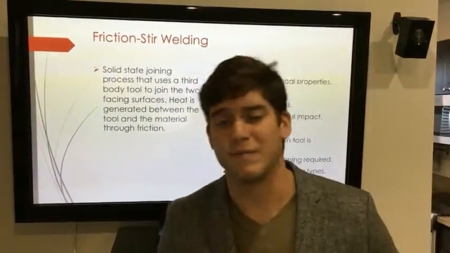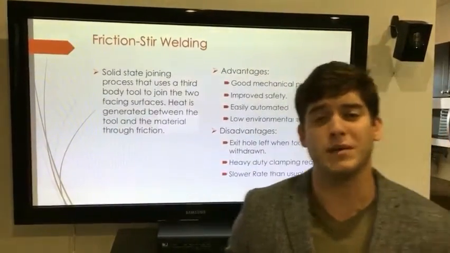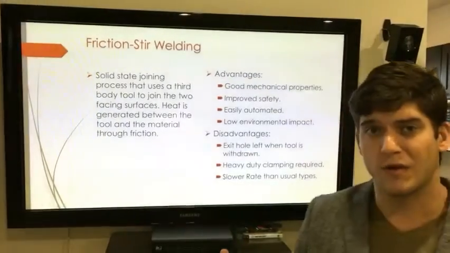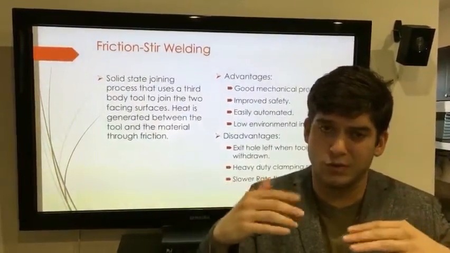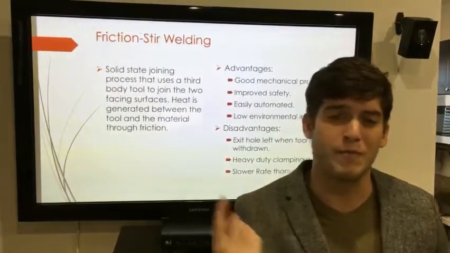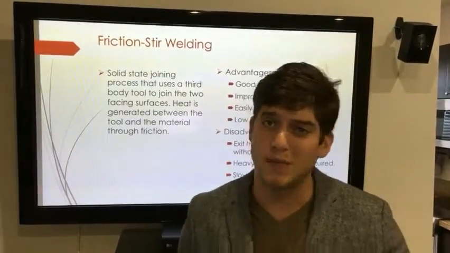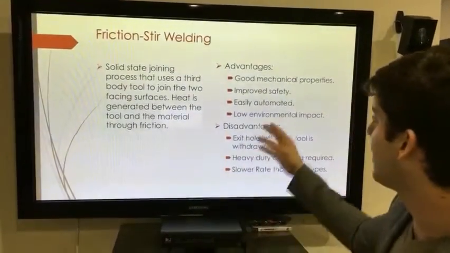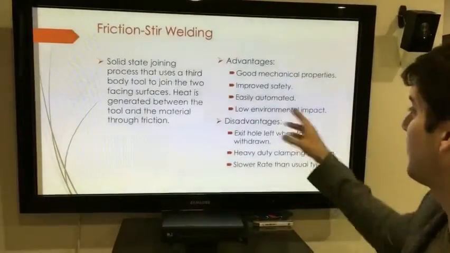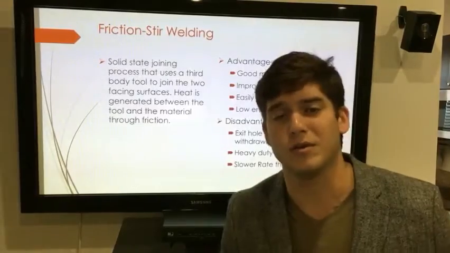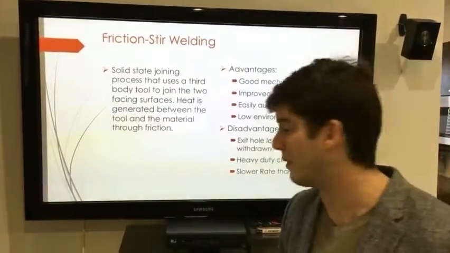This one is the last welding process that we're going to explain, the friction stir process, which involves welding two pieces together by friction. It's a machine revolving at high speed and welding the pieces together. It has advantages and disadvantages as well. One of the advantages is good mechanical properties, it's going to be well welded, improved safety, easily automated, it doesn't need a person to do it, and low environmental impact.